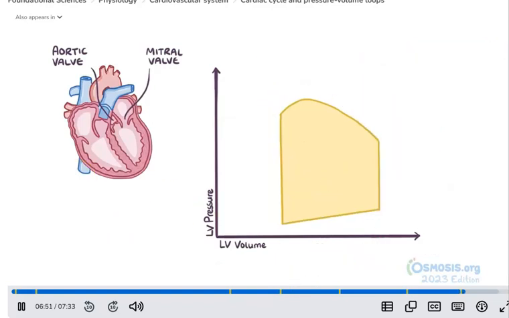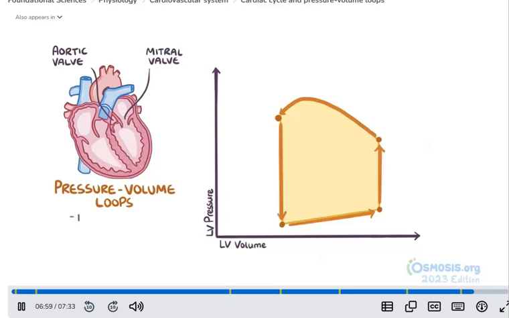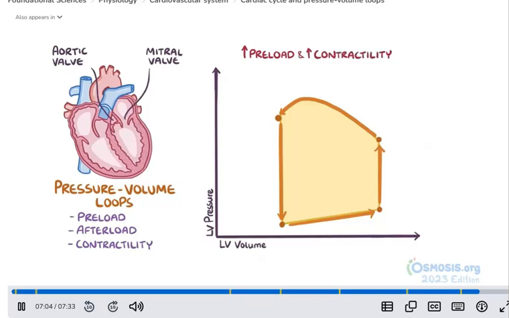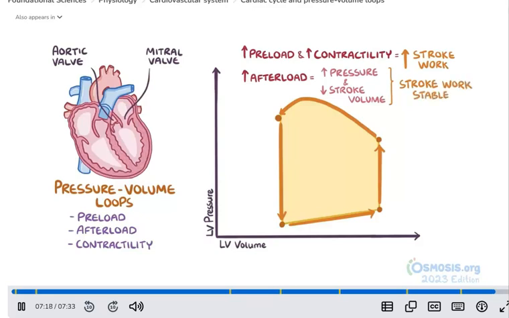Okay, so that was quite a lot of information to take in, but let's just quickly go over the main points. So pressure volume loops can be used to visualize the effects of a changing preload, afterload, and contractility. An increase in preload and contractility increases the size of the pressure volume loop, and therefore it increases the stroke work. An increased afterload, though, increases the pressure, but decreases the stroke volume, and so that means that stroke work remains relatively stable.